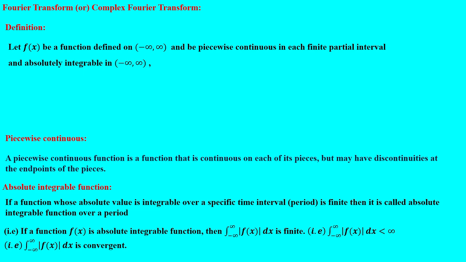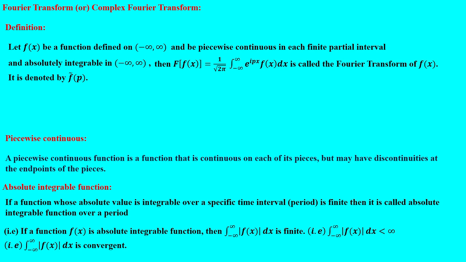Or less than infinite, or it is convergent. Then the Fourier transform of f of x, that is capital F of small f of x, is equal to 1 by root 2 pi integral minus infinite to plus infinite e power i p x f of x dx, which is called the Fourier transform of f of x. It is denoted by f bar of p. The function f of x is called the inverse Fourier transform of f bar of p, right? Capital F denotes the Fourier transform of a particular function small f of x.